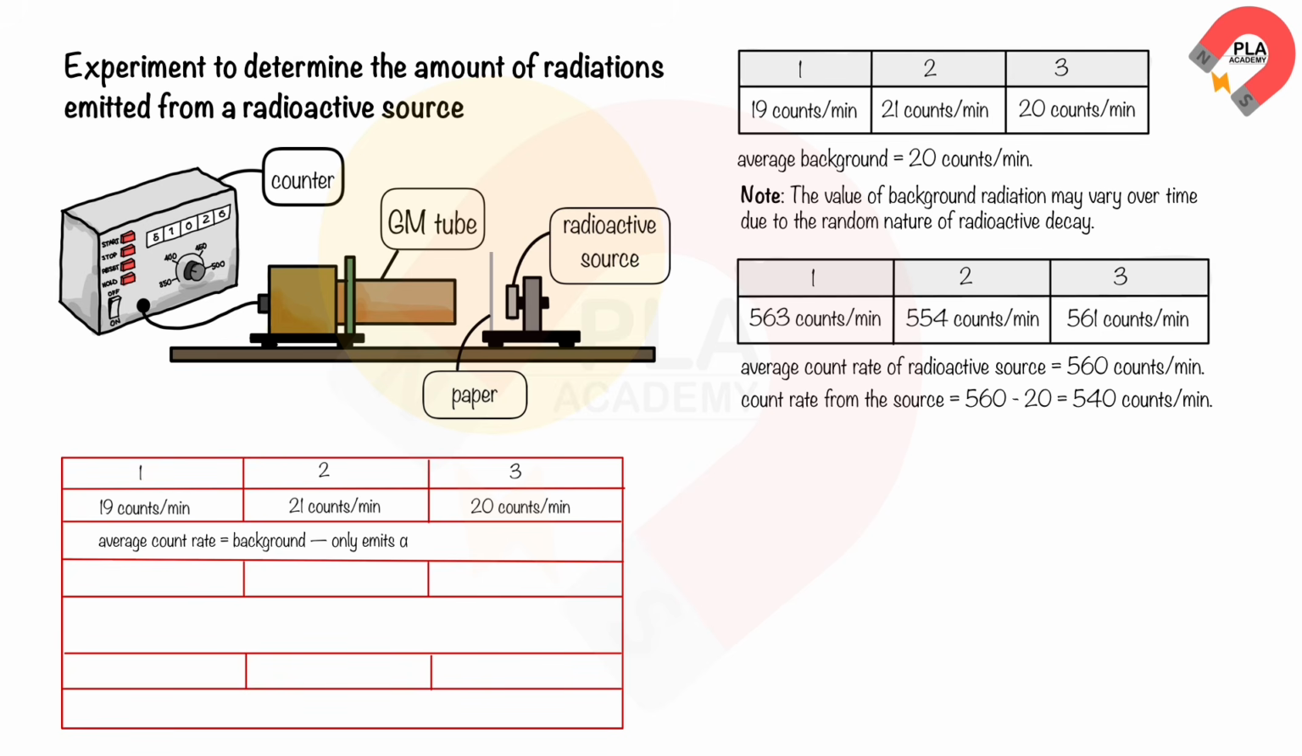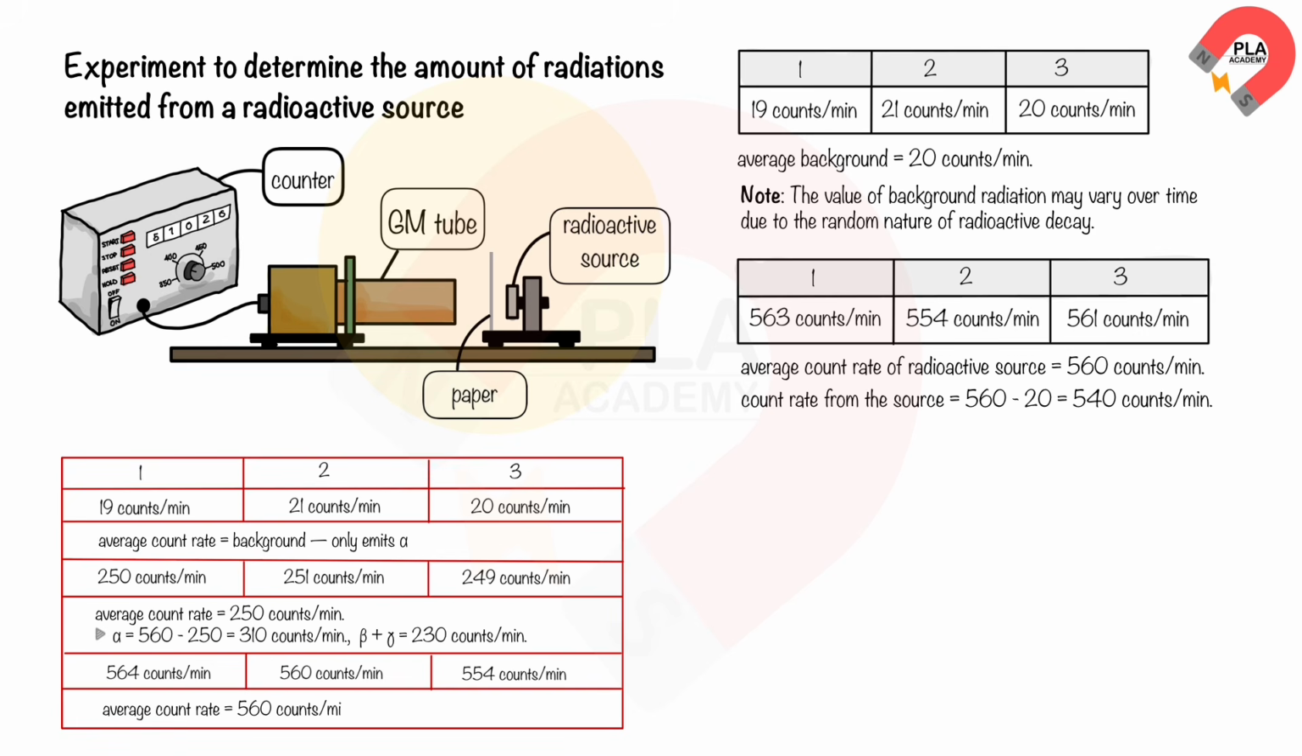For example, the average count rate is about 250 counts per minute, so the count rate of alpha is 310 counts per minute, and the rest is beta or gamma at 230 counts per minute. If the average count rate is approximately equal to 560 counts per minute, then no alpha particles are emitted from the source, while the rest is beta or gamma.